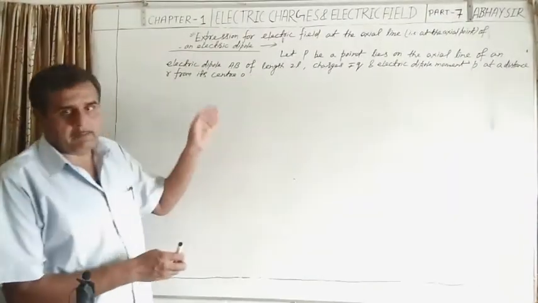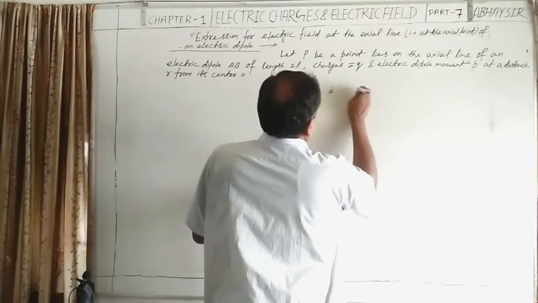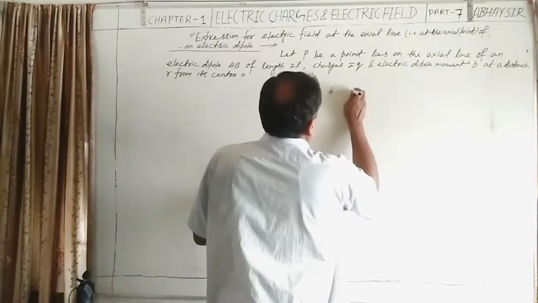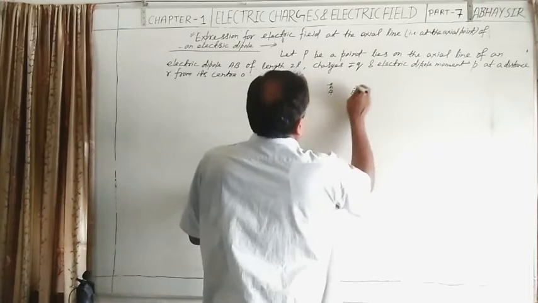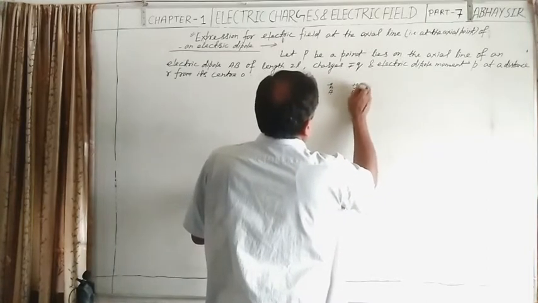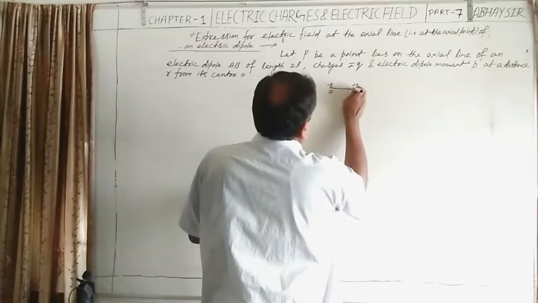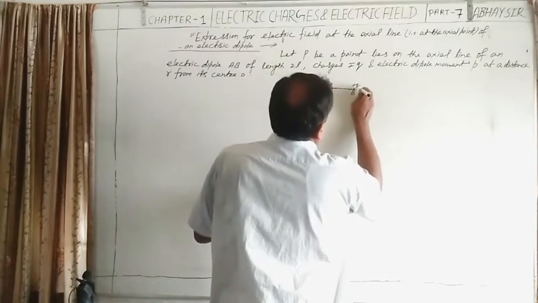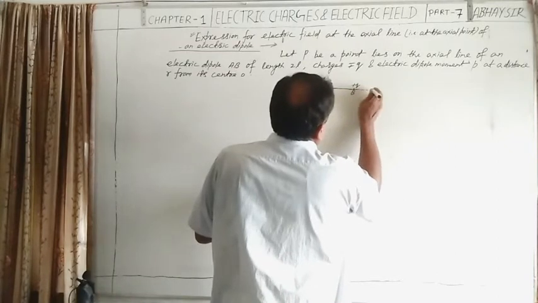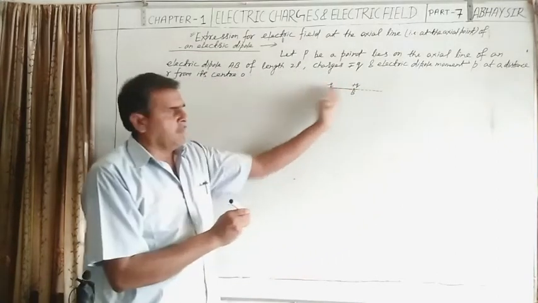Now I am going to sketch the figure. This is the electric dipole AB, with charges minus q and plus q, and the axial line is the line produced along the axis of the dipole.